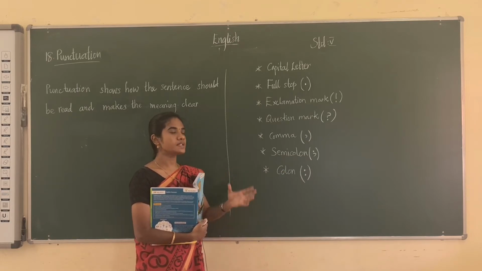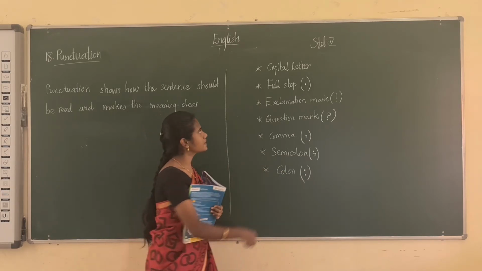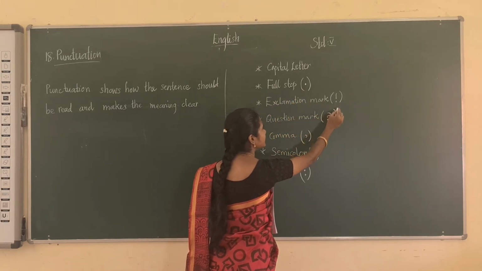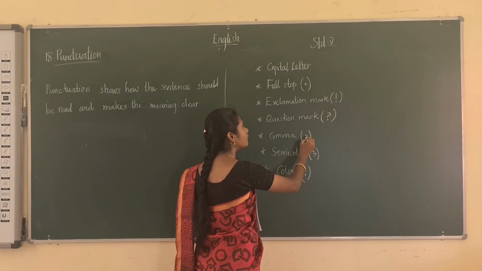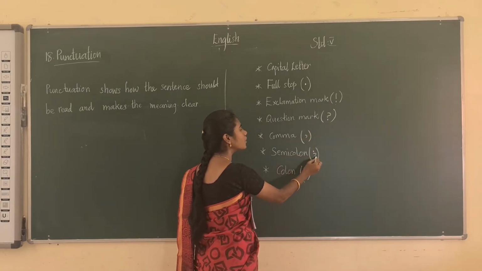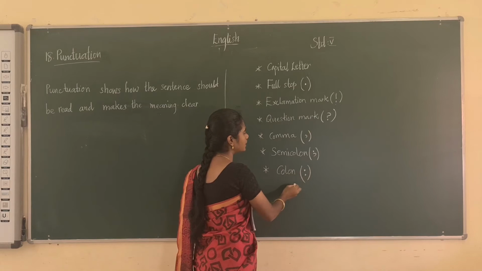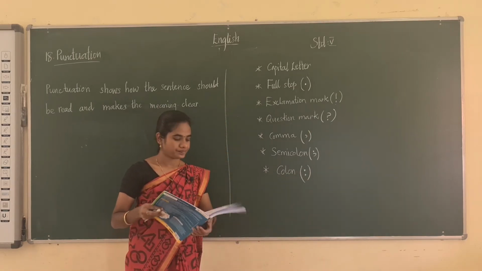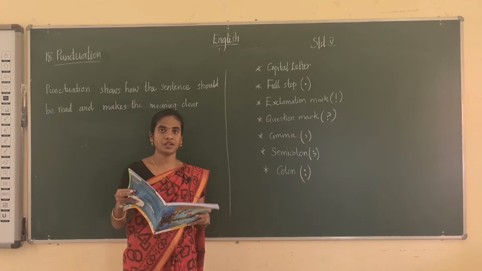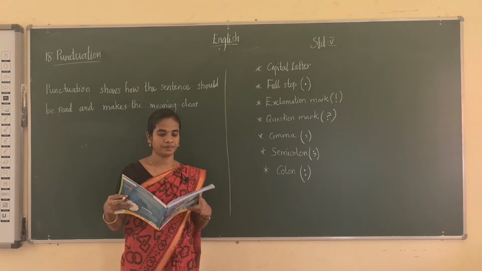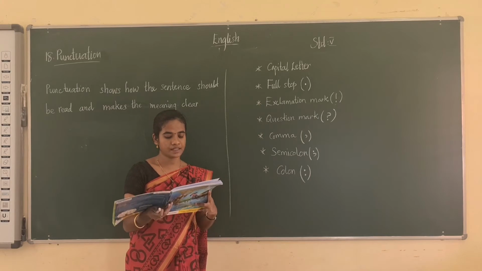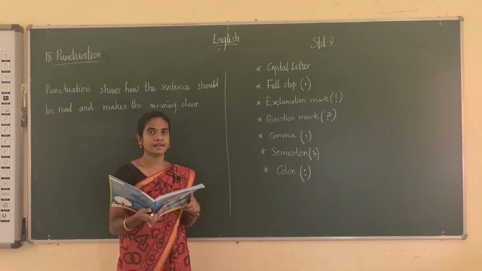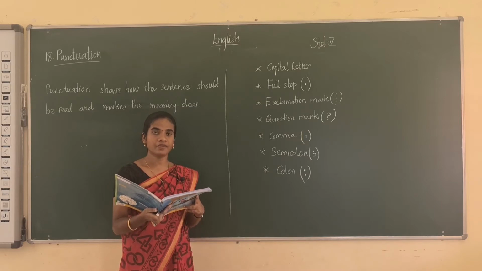Now students, observe the symbols also. What is the symbol of full stop? The symbol of exclamation mark is this, the symbol of question mark is this, the symbol of comma is this, the symbol of semicolon is this one, and the symbol of colon is this one. So you have to see the symbols also. Now students, take your book, page number 108. Let us revise the different punctuation marks and their functions.